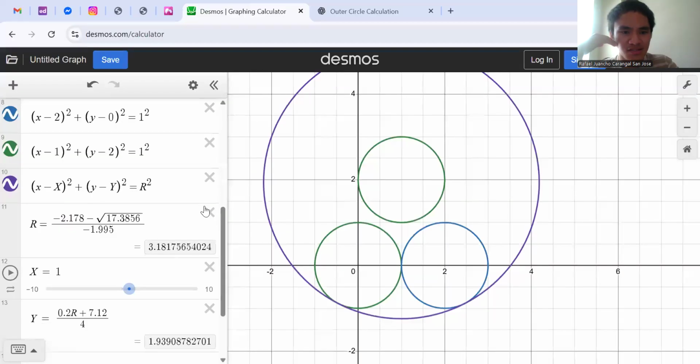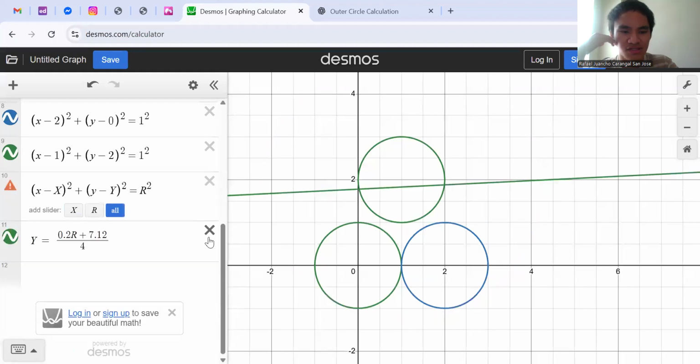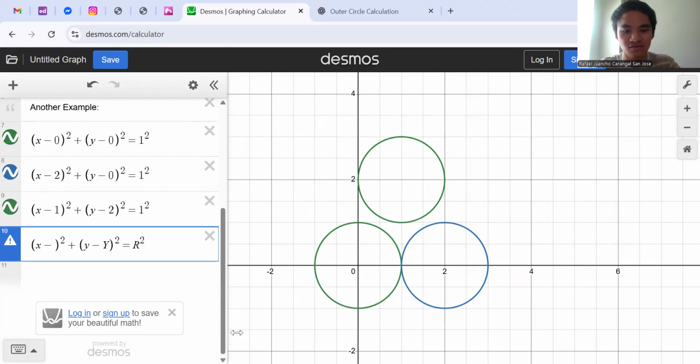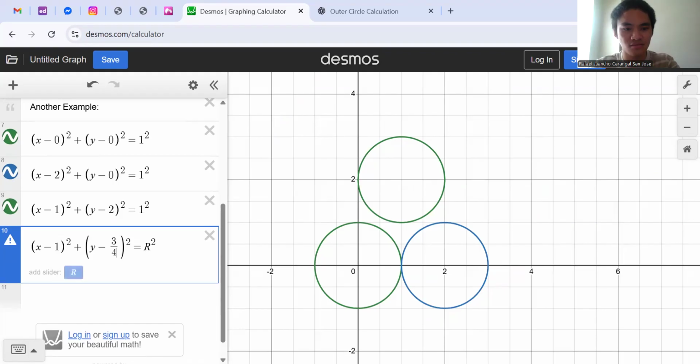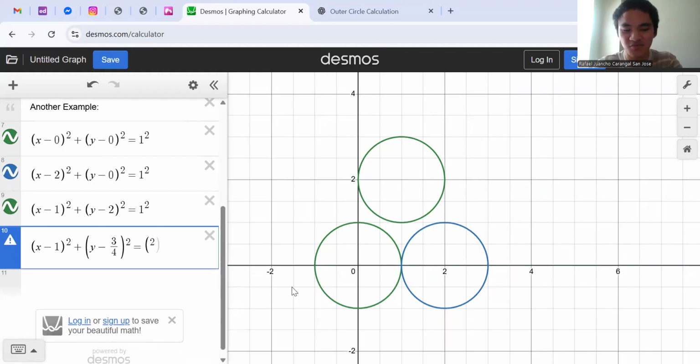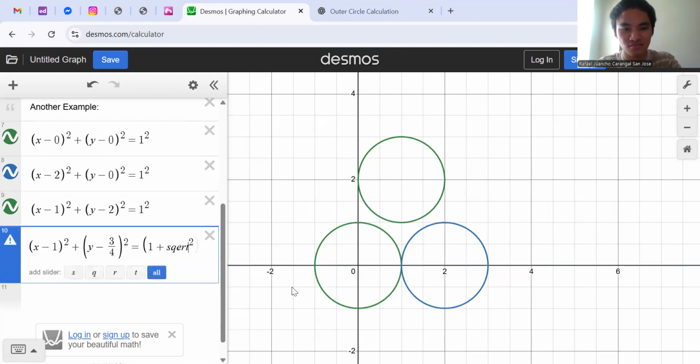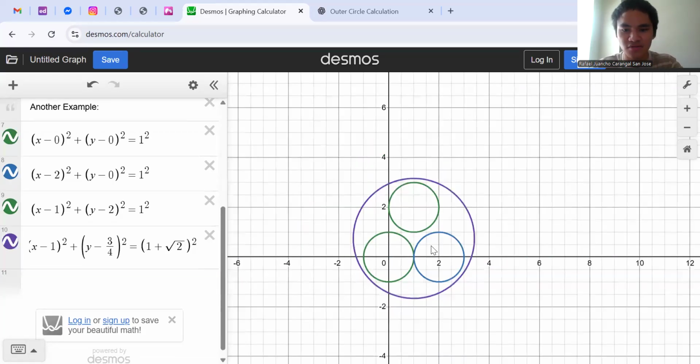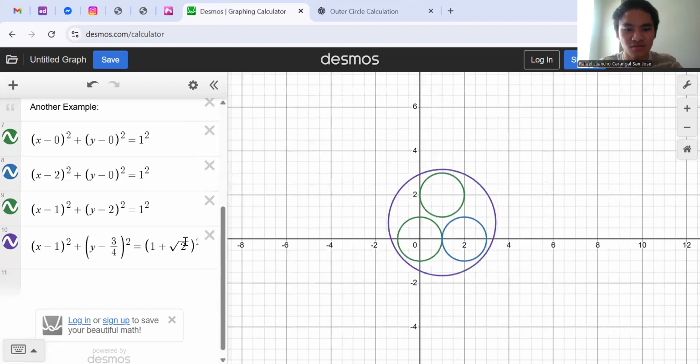Okay, let's see. I'm gonna take these sliders out because I don't need them. For my X, I think I had one, right? I had one. For my Y, I had 3/4. And for my R, I had, well, 1 plus or minus. So I just have to pick which one it is. And there we go. They're inside. They're not tangent though.